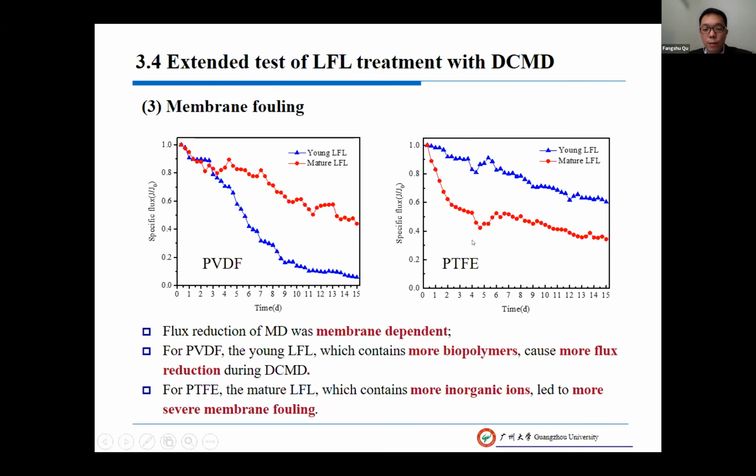The membrane fouling was investigated in terms of the flux reduction. For PTFE, the young landfill leachate, which contains more biopolymers, caused more flux reduction during MD. For the PVDF, the mature landfill leachate caused more severe fouling because it contains more humic acid and inorganic ions.